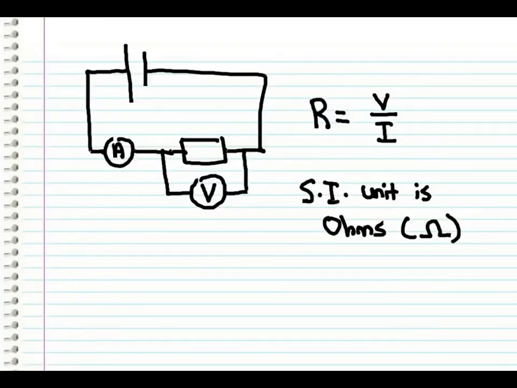If we know the current that flows through the resistor, and if we know the potential difference of the resistor, we can calculate its resistance. Its resistance, labeled by capital R, is just potential difference V divided by the current I. And the SI unit for resistance is ohms, with the symbol given here.